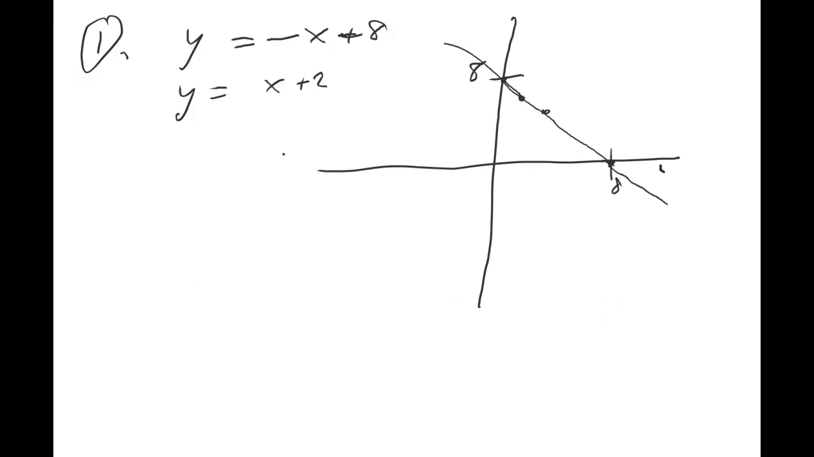Then the next graph has a y-intercept of 2, and it's going to have a slope of 1, so it goes up 1 over 1, up 1 over 1, up 1 over 1, and so forth. And it ends up hitting that line right there.